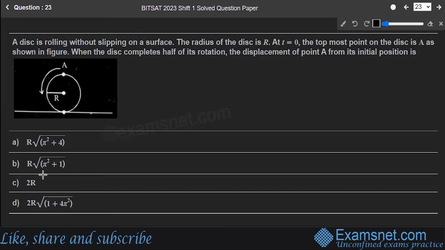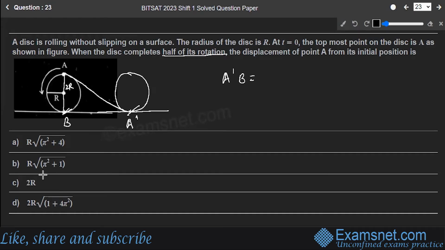Okay. So from the figure, this is the initial position of A. After it has rolled over some distance, where will A go? It has said when the disk completes half the rotation. So now this point will come over here when it has completed half the rotation. Let's say this is A dash. Now this is the diameter, 2r. And how much is this? Because the disk has completed half the rotation. So let's say this is a point B.